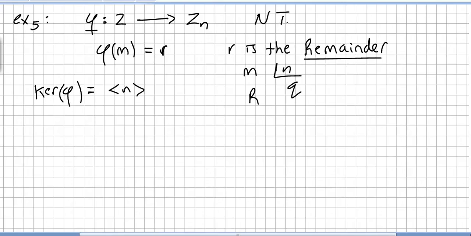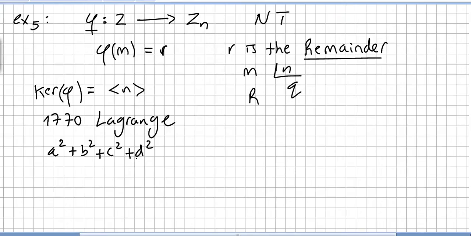So in 1770, the famous Lagrange proved that every positive integer can be written as the sum of 4 squares, meaning any positive integer can be written as a squared plus b squared plus c squared plus d squared.